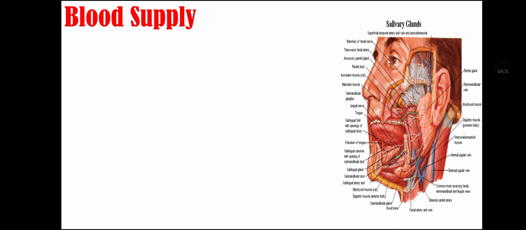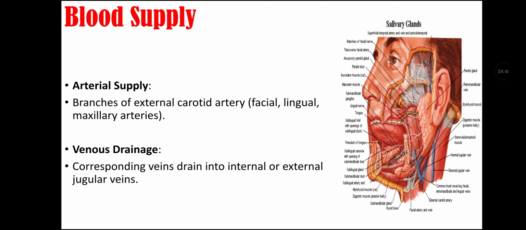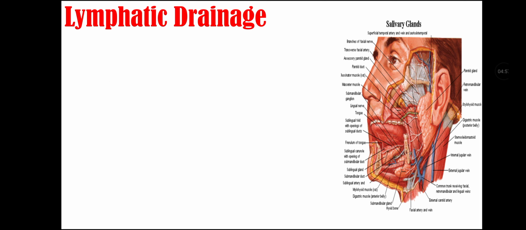Blood supply of salivary glands includes arterial supply and venous drainage. Arterial supply of the salivary glands is by the branches of the external carotid artery, that include the facial artery, lingual artery, and maxillary artery. And venous drainage of the salivary glands is by the corresponding veins that drain into the internal or external jugular vein.